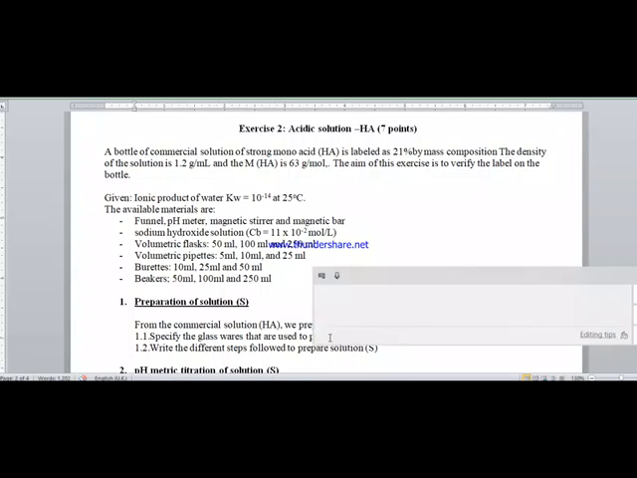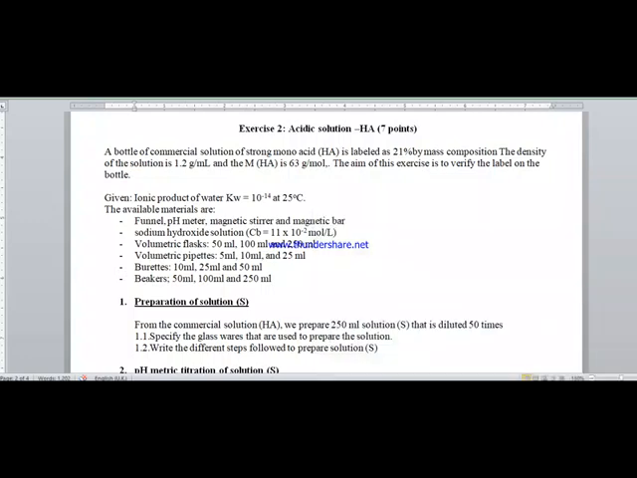Okay, the second exercise is about the acidic solution HA. We have the following materials. Glassware is given. We have a bottle of commercial solution of strong monoacid HA, whose percent by mass is 21%. The density of the solution is 1.2 gram per milliliter. The molar mass is 63.